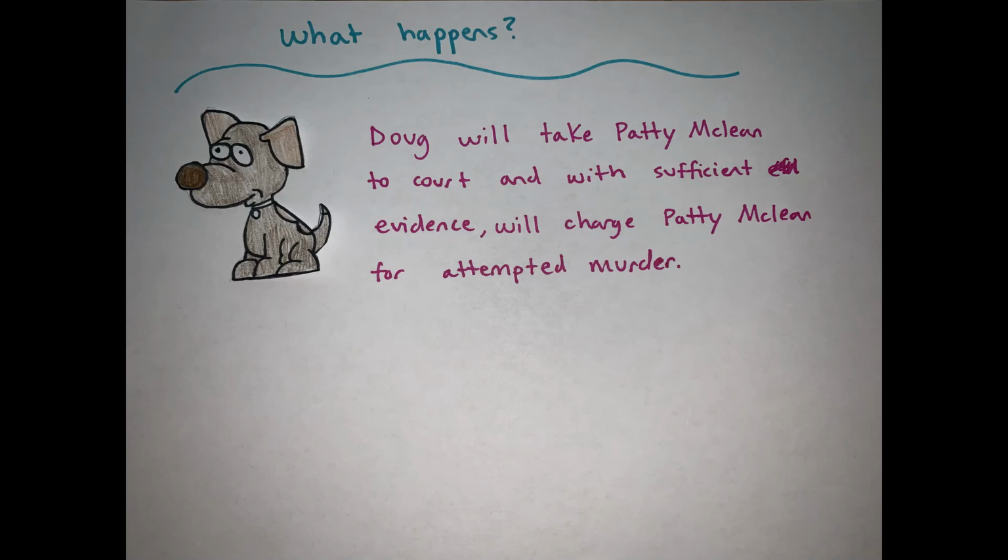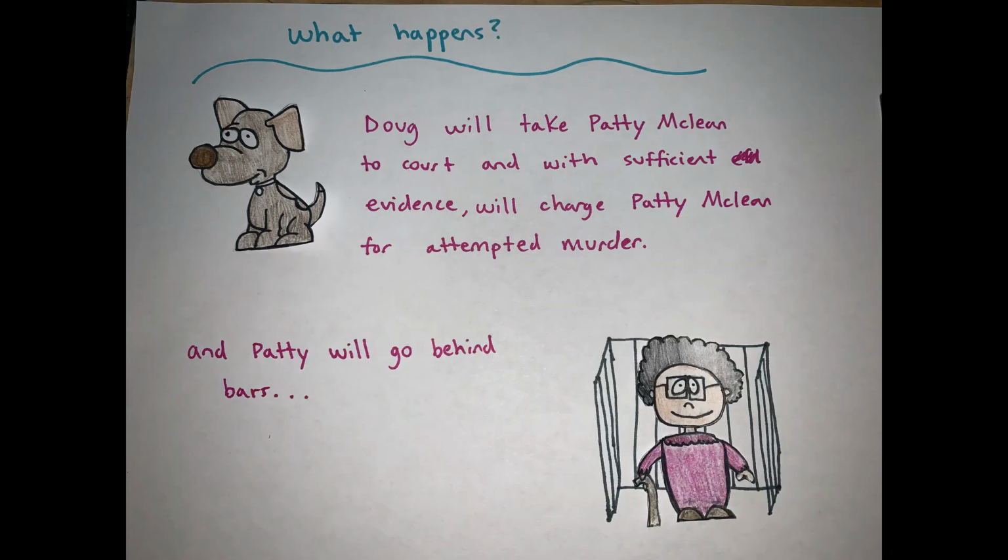What happens now? Doug will take Patty McLean to court, and with sufficient evidence, Doug will charge Patty McLean for attempted murder, and Patty will go behind bars. The end.